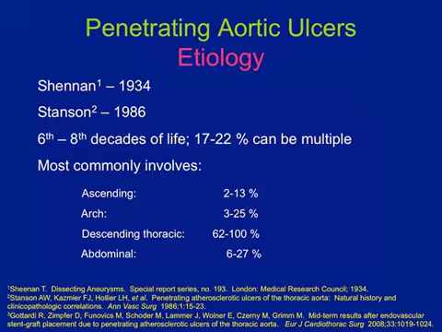The most commonly affected segment of the aorta is the descending thoracic aorta, followed by the arch of the aorta, then the infrarenal abdominal aorta, with the least likely area of finding a penetrating aortic ulcer being the ascending aorta.